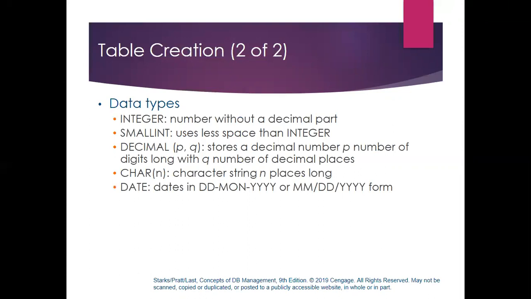The char data type stores a character string n places long. The value for n must be an integer. The char data type is used for fields that contain letters and other special characters, and for fields that contain numbers which will not be used in calculations. The date data type stores dates in the form of date, month, and 4 digits of the year.